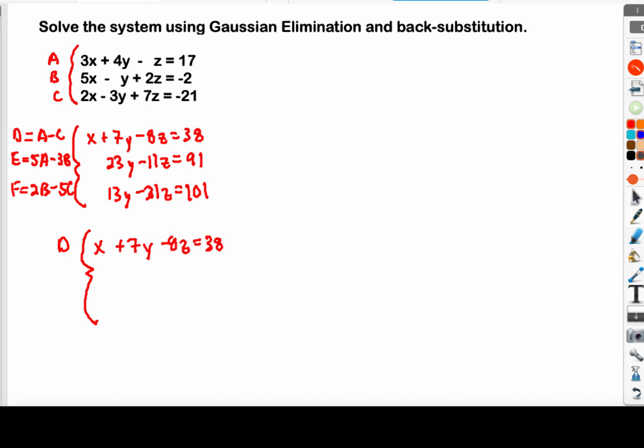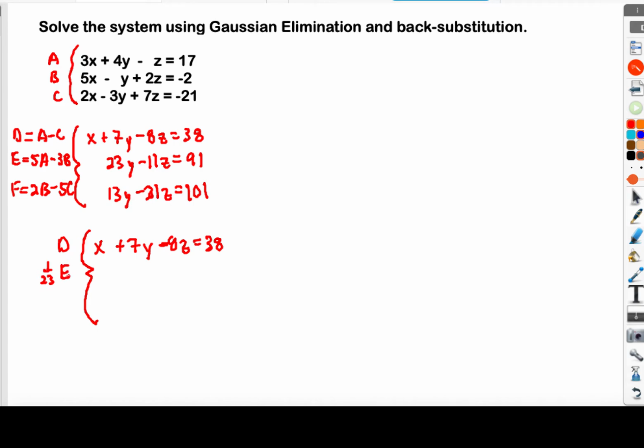All right, so we've got that all written out. Make sure it's readable there. Now this one's going to be a little bit tricky. We need to make y into a 1y. So whether we take that last equation and divide it by 13, or we take equation E and divide it by 23, either way it's going to get a little bit messy. So I'm going to go ahead and just go with 1 over 23 times equation E.